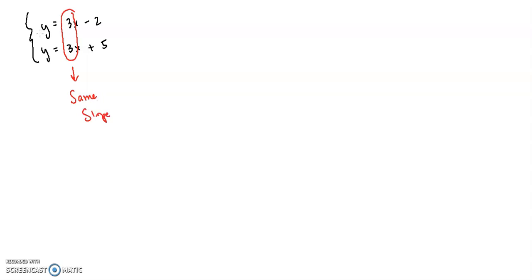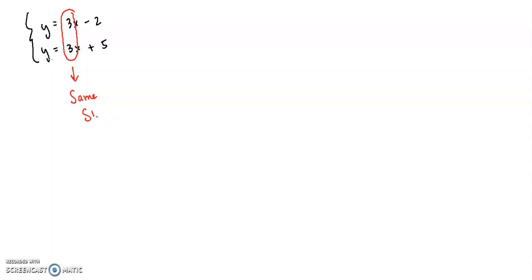Let's say that we have the system of equations y = 3x - 2 and y = 3x + 5. I already got these in slope-intercept form for you, so we saved a step there. From here, you should see immediately that they have the same slope. They both have slope 3, and we are in slope-intercept form here. They both have the same slope, which means they are parallel lines.